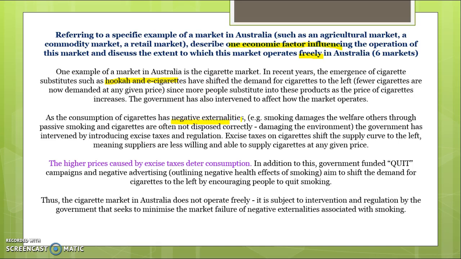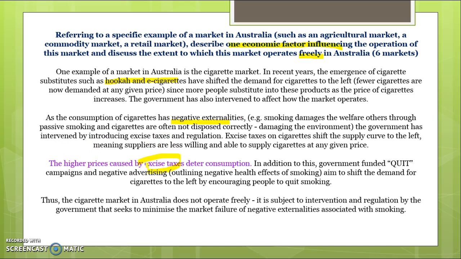others, that can lead to problems. This leads to government intervention in the form of excise taxes. So that shifts the supply curve to the left and makes suppliers less willing and able to supply. Other things they do besides excise taxes, just if you're talking about excise taxes, make sure you link it to the consumption going down because of the higher prices.